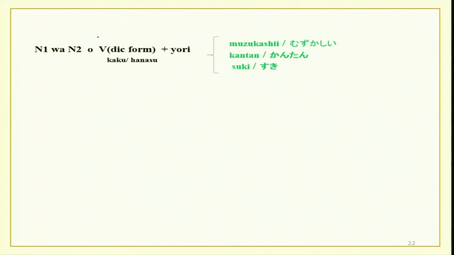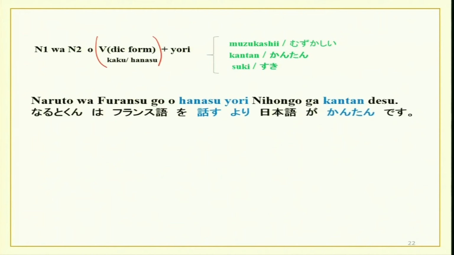Now, as I just told you, you can use yori with verbs as well, and the important part, as you know already, is that the verb is going to be in plain form. So, how is that going to be? What are the example sentences? Well, Naruto wa Fransu go o hanasu yori Nihongo ga kantan desu. So, Naruto wa Fransu go o hanasu yori, more than talking in Fransu go, he finds it easy to talk in Japanese.